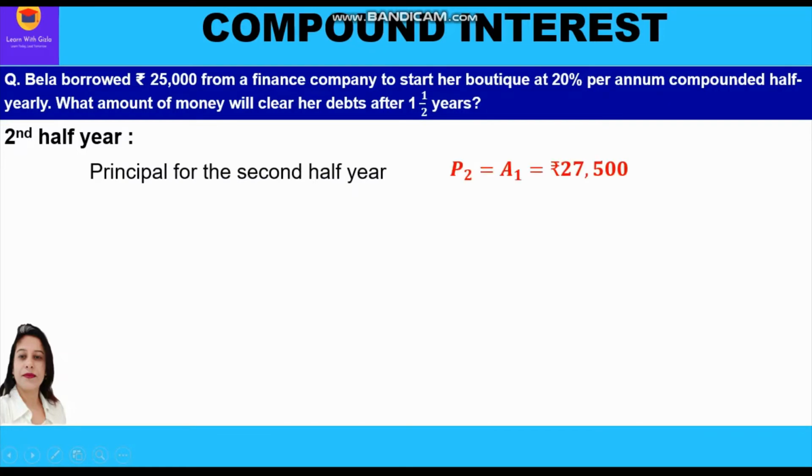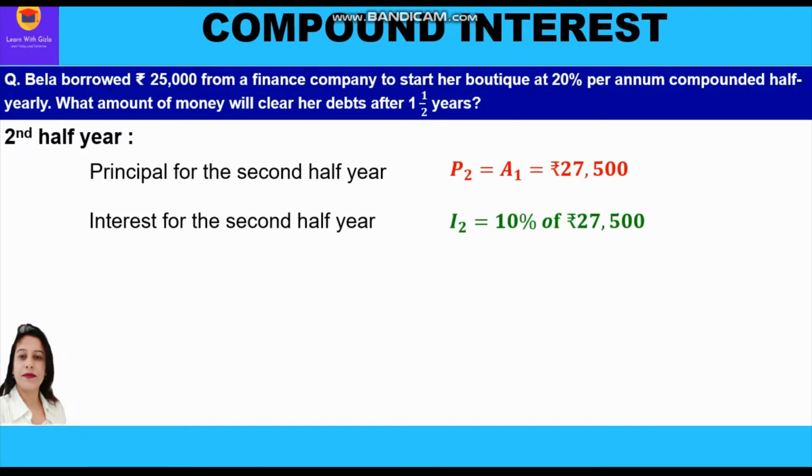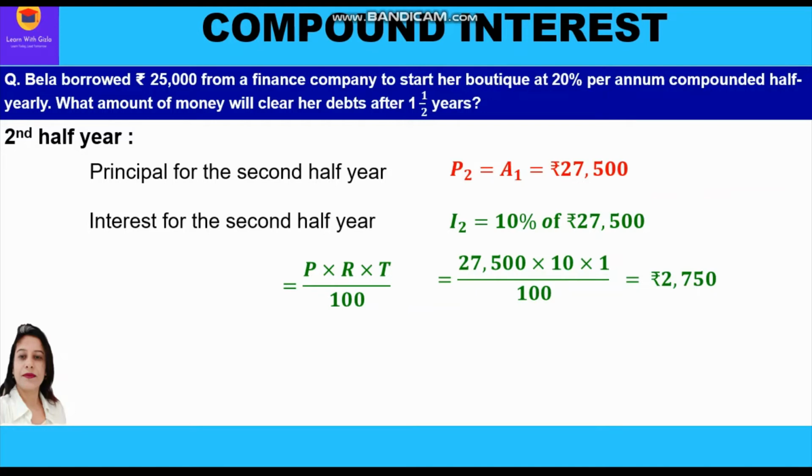Now let us come to second half year. Principal for the second half year is the amount which we had calculated at the end of first half year, which is equal to rupees 27,500. Now interest for the second half year will be calculated at the rate of 10% on this new principal, that is 27,500, and we shall again apply the formula of simple interest for this half year. So PRT upon 100 is equal to 27,500, that is the principal, into 10, that is the rate of interest, and into 1, because we are only taking the 1 half year, upon 100 is equal to 2,750. So this is the interest for the second half year.